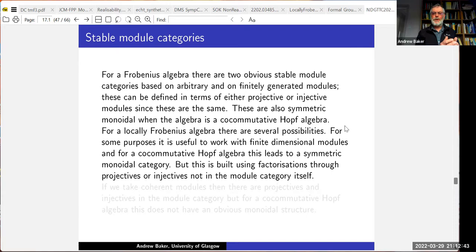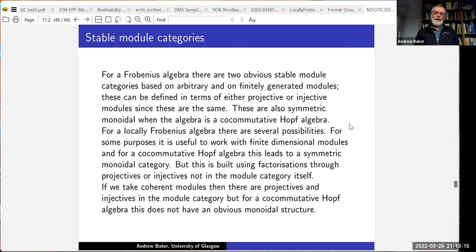The slightly unpleasant side of that is that when you define which homomorphisms you want to ignore, the sort of homotopy relation, you factor through projective or injective modules, but those aren't finite dimensional. So you're sort of factoring outside of the category of finite modules. So that doesn't seem terribly self-contained.